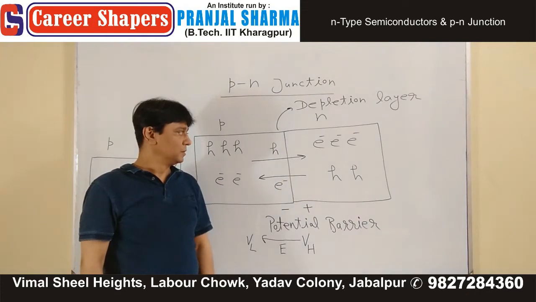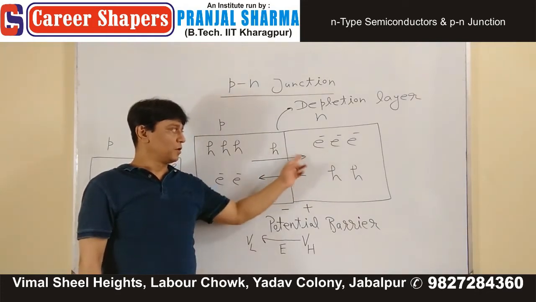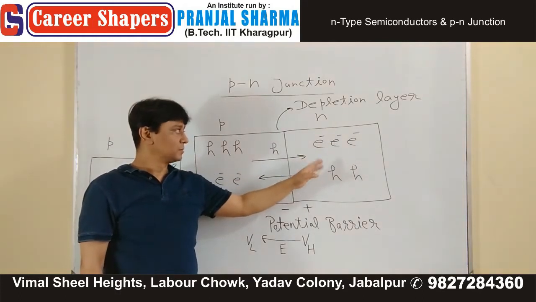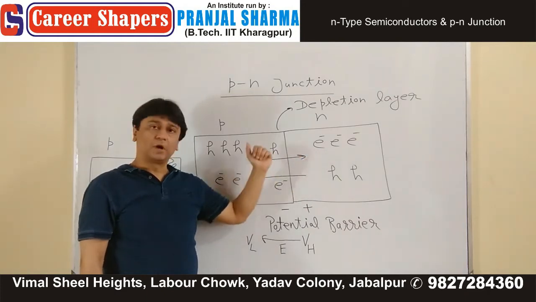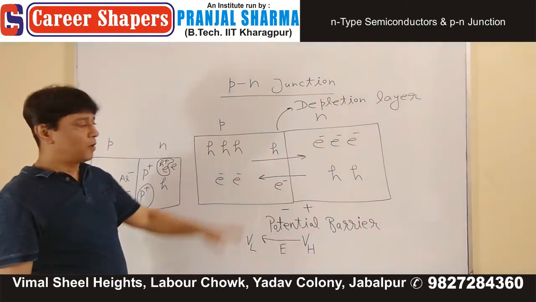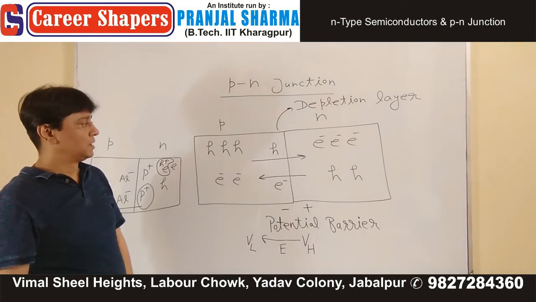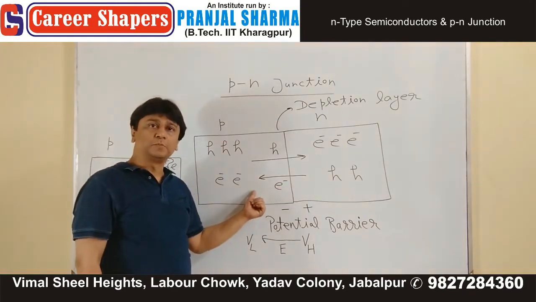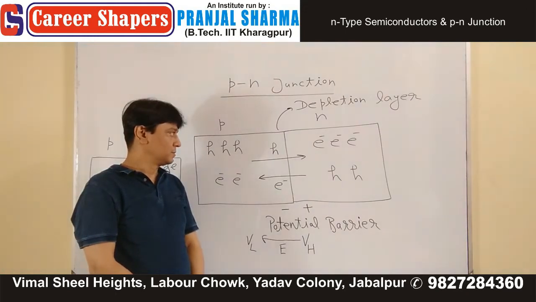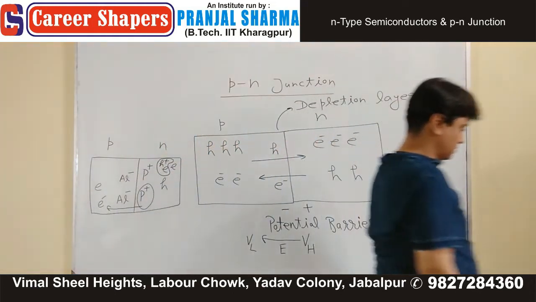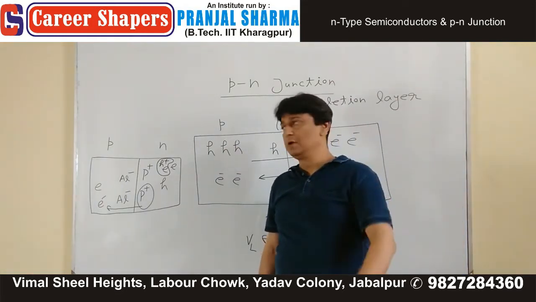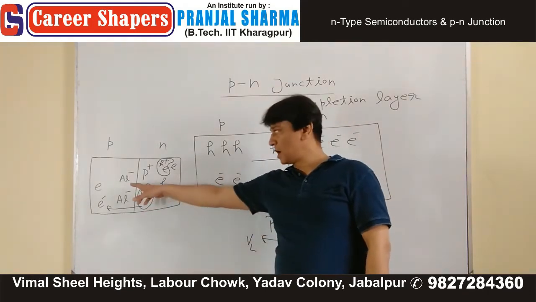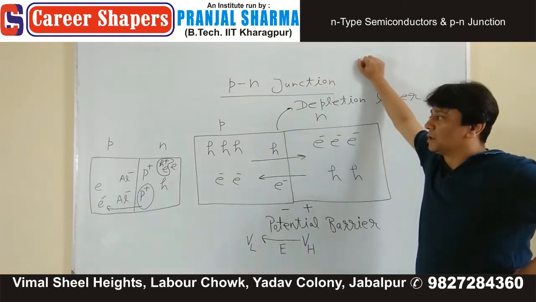Similarly, majority electrons from n side diffuse into the p side, leaving behind immovable fixed ions near the junction.